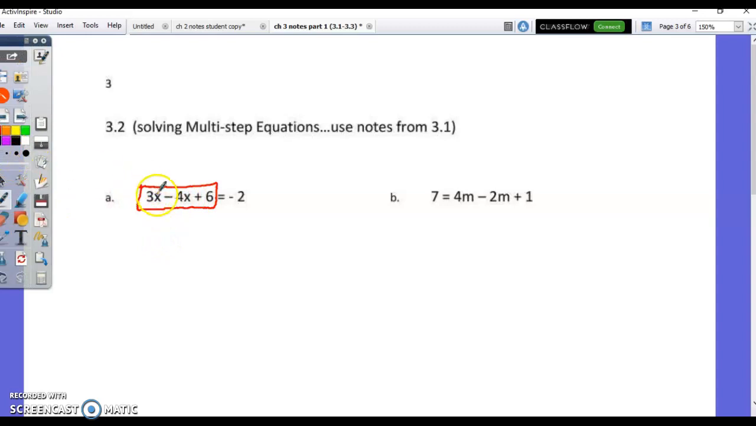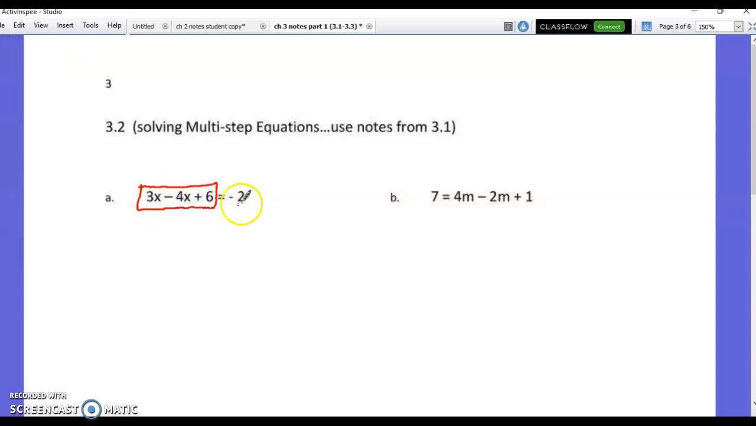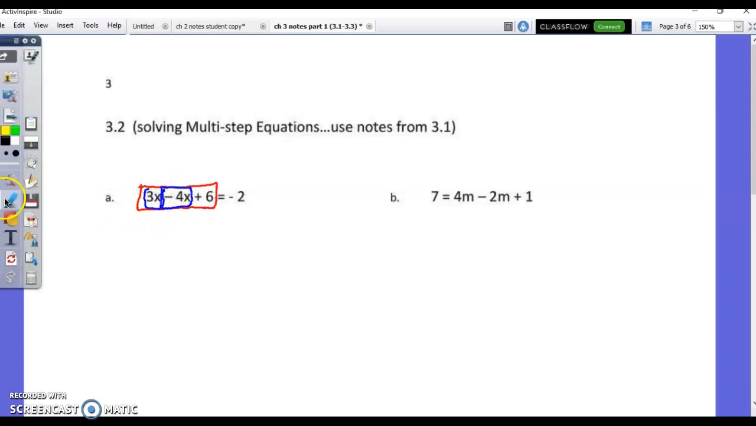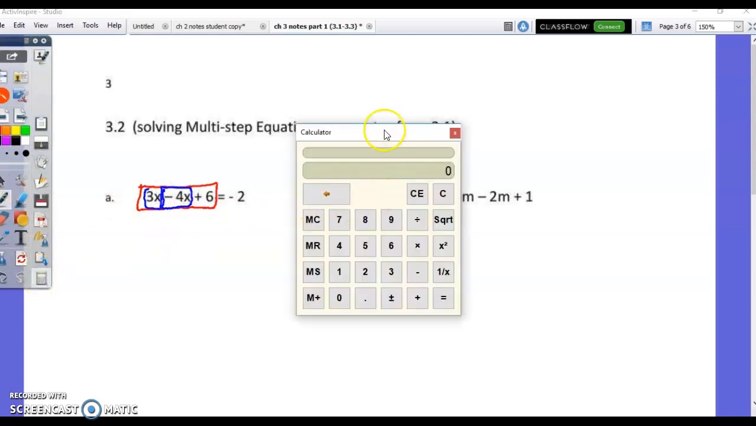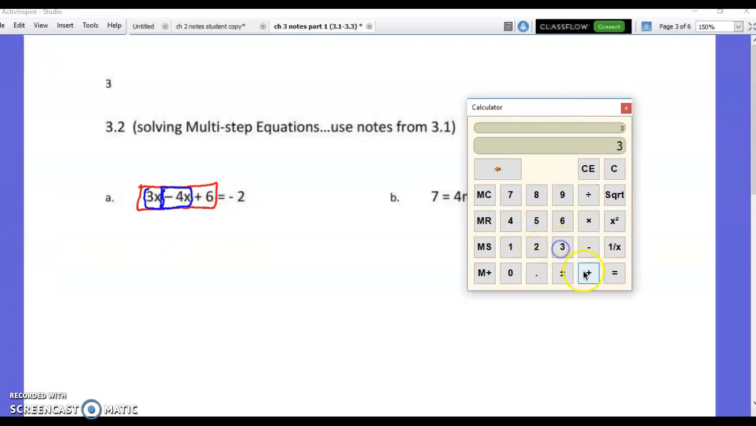So in here, I have 3 terms on this side. I have 1 term on this side. I have a 3x and a negative 4x. All right, so I'm going to combine those two, a 3 and a negative 4. So 3 plus a negative 4 gives me negative 1. So that's going to be negative 1x. And then I'm bringing down my positive 6. So I still have 2 terms on that side. And that equals my negative 2 still. So I have 2 terms here, 1 term here.